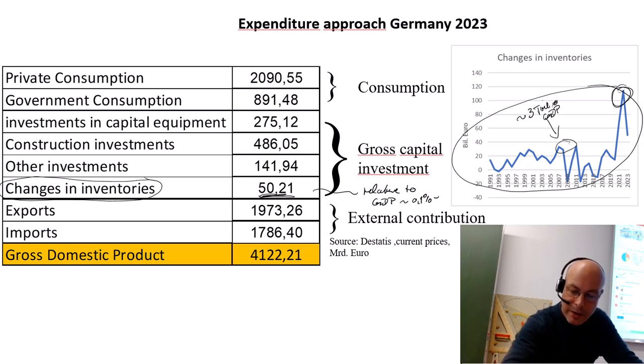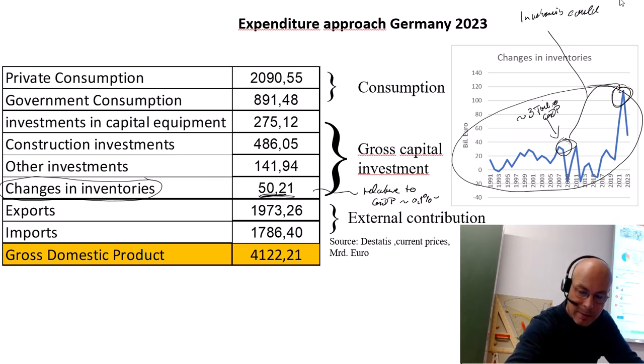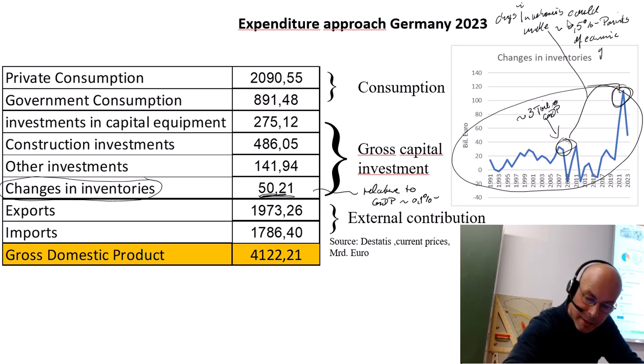And here during Corona times 100. So what can be the case is that inventories, or changes in inventories, could make roughly 0.5 percentage points of economic growth, especially in a crisis.